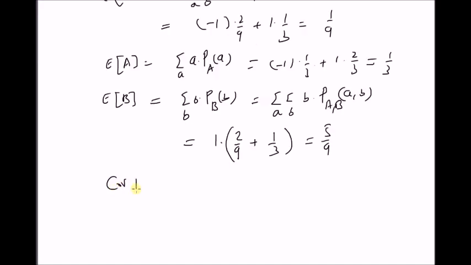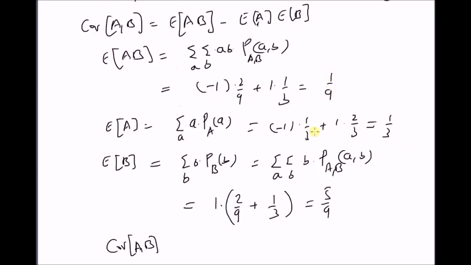This is equal to 5/9. Therefore, the covariance of A, B is equal to the difference between the correlation function and the product of these two expected values. That is 1/9 minus 1/3 times 5/9. This is equal to -2/27. Note that a covariance value can be negative. Thus, in this example, we learned how to calculate the joint probability mass function from given marginal and conditional probabilities, and we also learned how to calculate the covariance of two random variables from a derived joint probability mass function. Thanks for watching.